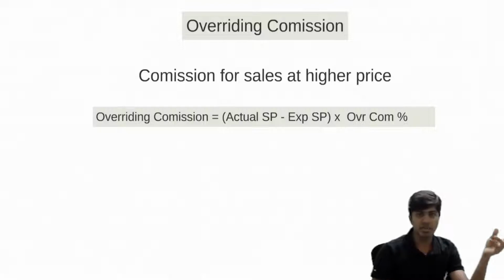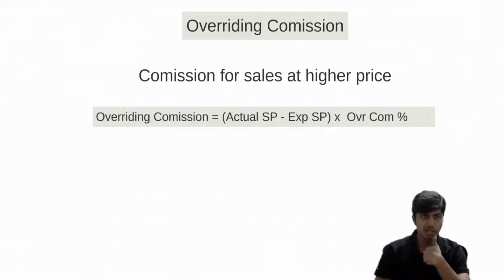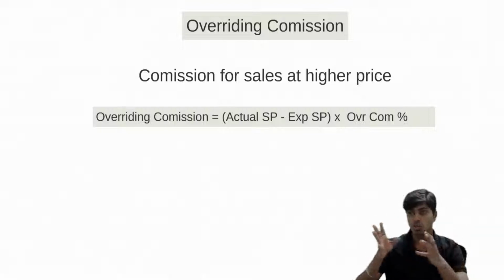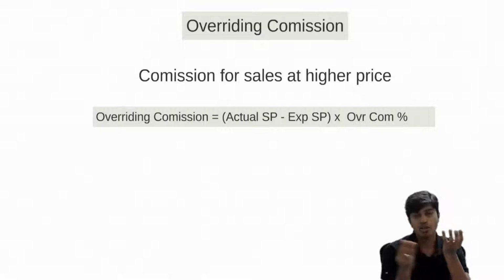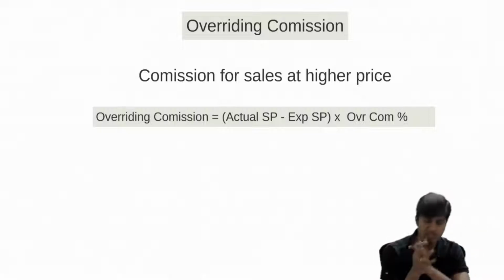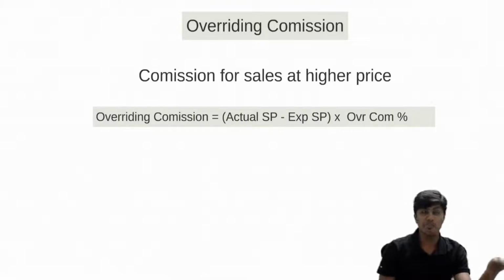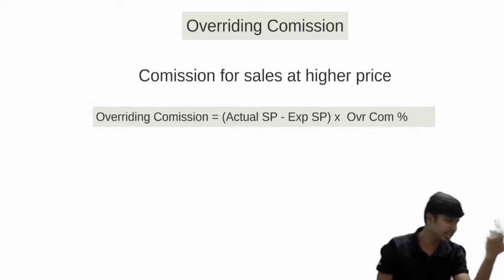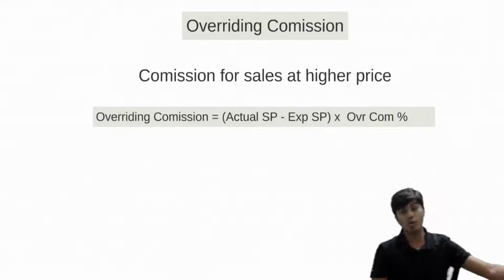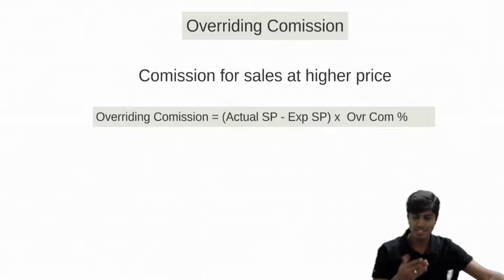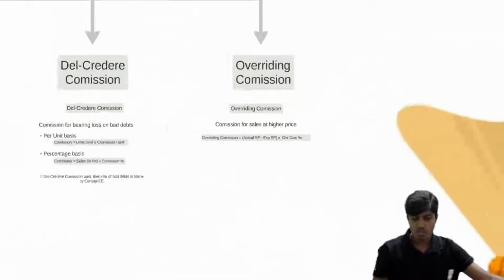Let's say the expected selling price you told me to sell at is 120. I sold it at 150. So 150 is the actual selling price, 120 is the expected selling price. If I deduct, 30 rupees is the excess selling price. On that 30, I'll get overriding commission. Overriding commission can be 50%, 40%, 30%. It can be quite high, higher than the normal commission. This, my friends, is overriding commission. So I hope you understood all the commissions.